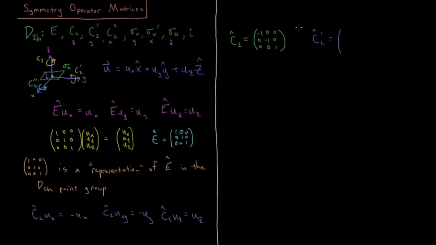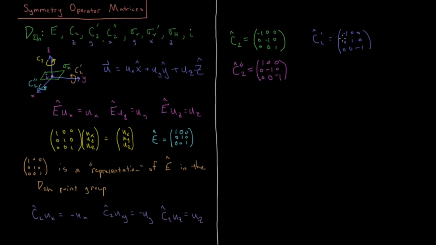If I do it for C2 prime, which is a rotation around y, you can convince yourself that I'm going to have this representation. It's going to be the same thing: x and z are now flipped and y stays the same. And you might guess that for C2 double prime, that operator, which is a rotation around x, leaves x unchanged, and we go -1 for y and z. So this is our 3x3 matrix representation of C2 double prime in the D2H point group.